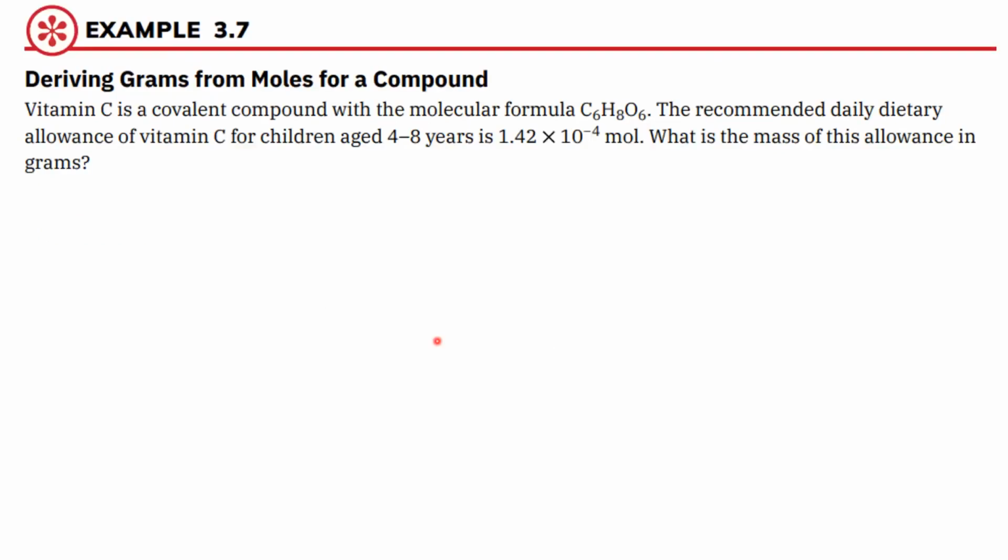So for this one, vitamin C is a covalent compound with the formula C6H8O6. So it's also just known as ascorbic acid. The recommended daily dietary allowance of vitamin C for children 4 to 8 years old is 1.42 times 10 to the negative fourth. We want to figure out what the allowance would be in grams.